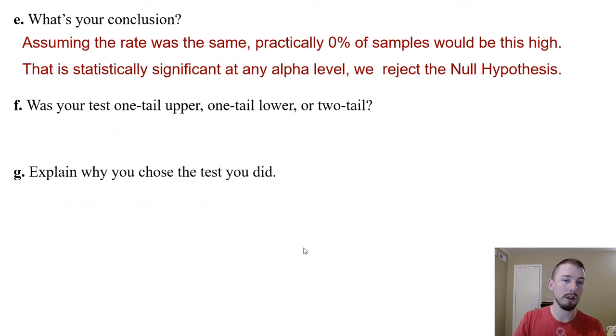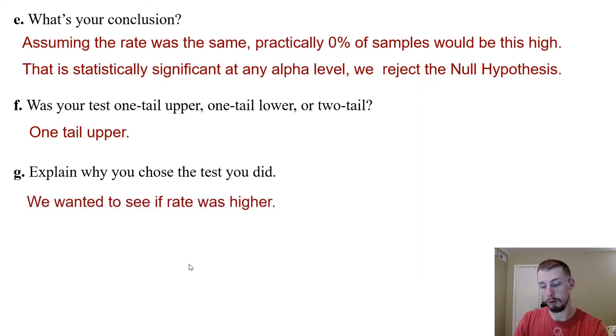Was our test a one tail upper, one tail lower, or two tail? We were just looking at the one side to see if the proportion was greater. So this would be a one tail upper test. Why did we choose the test we did? Because we were only interested in showing if it was worse in Oklahoma. If it was better in Oklahoma, then yeah, it would be something to be happy about. We wouldn't need to look at new legislation or something like that. We wanted to see if the rate was higher. Another way of saying it.